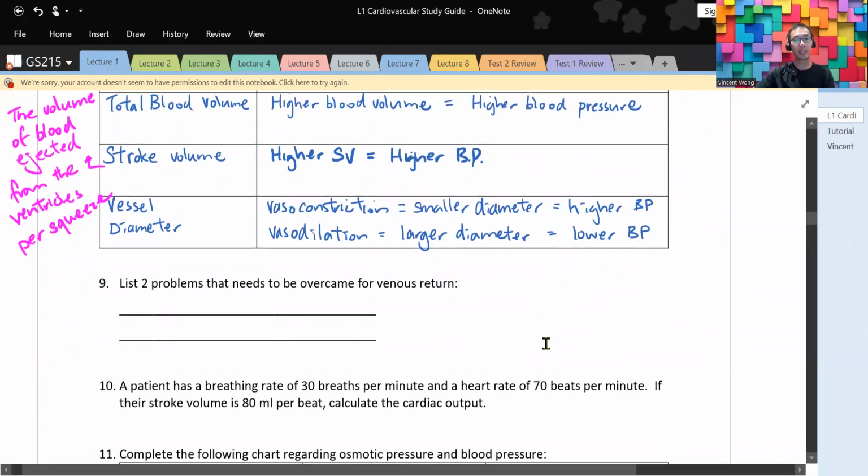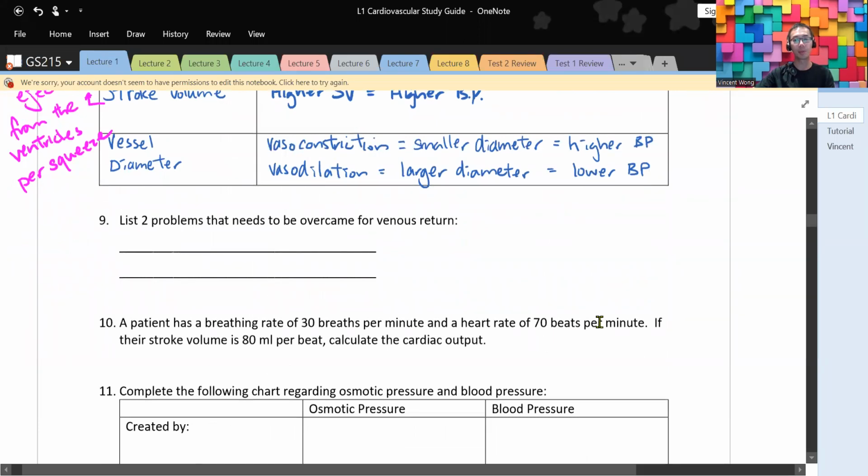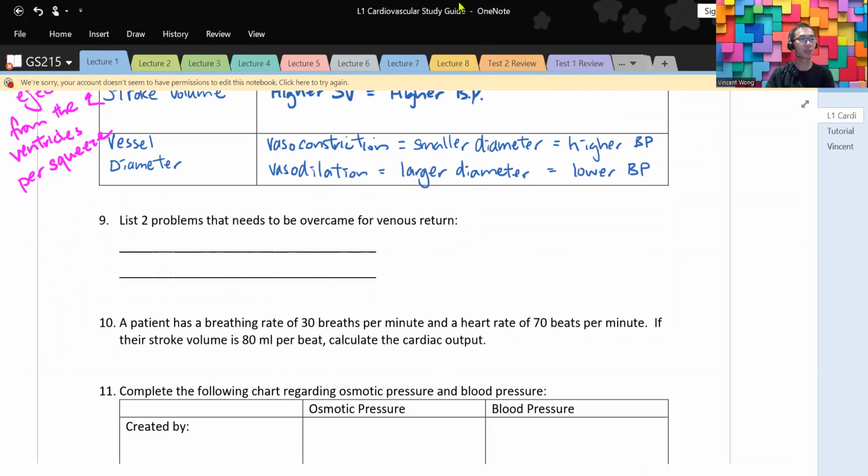Moving on, we have number 9, list 2 problems that need to be overcome for venous return. Yes, is there a question? I have a question. Please. If a patient has high blood pressure, at that time, if he takes more water, in that case, will the blood pressure decrease or not?